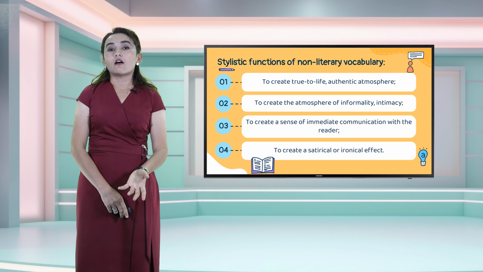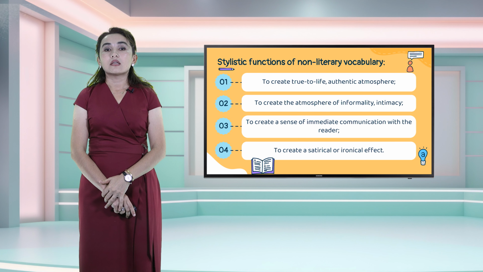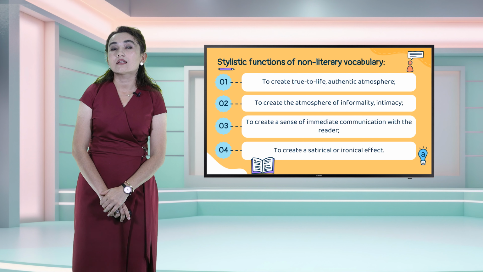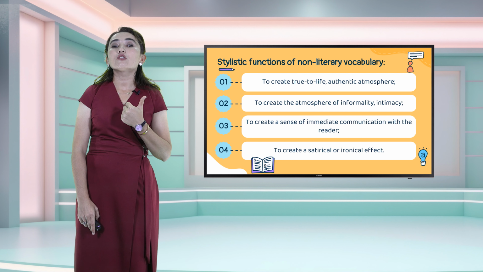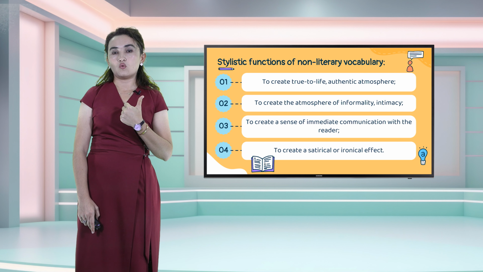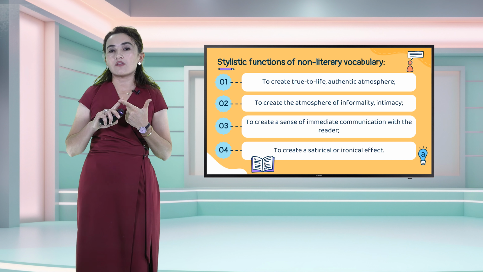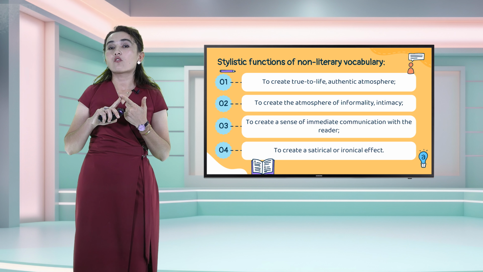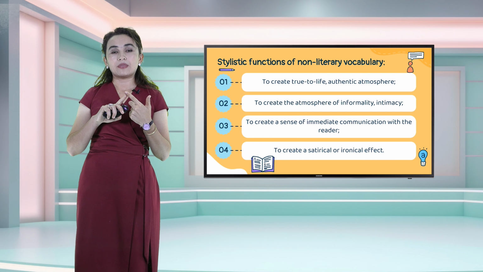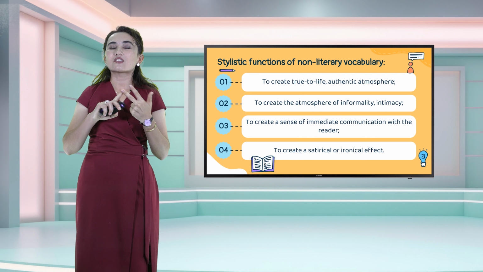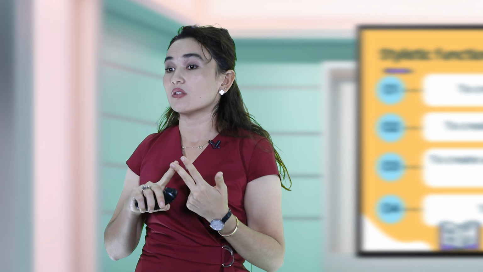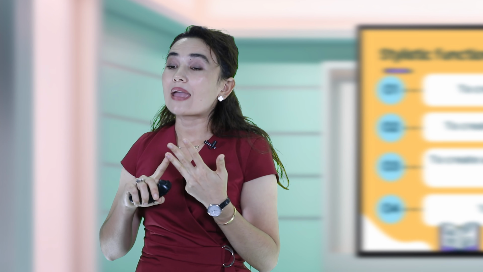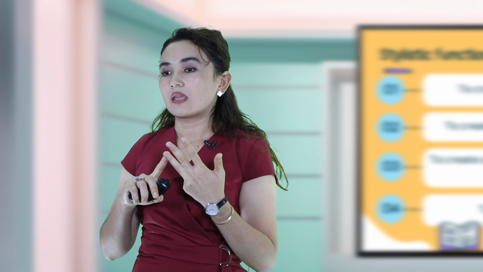What is the function of non-literary vocabulary? The stylistic functions of non-literary vocabulary are, first, to create a true to life or authentic atmosphere. The second one is to create an atmosphere of informality or intimacy. The third one is to create a sense of immediate communication with the reader. The fourth one is to create a satirical or ironical effect.